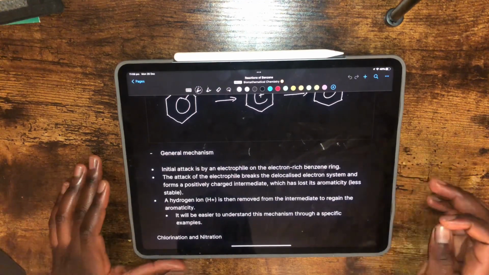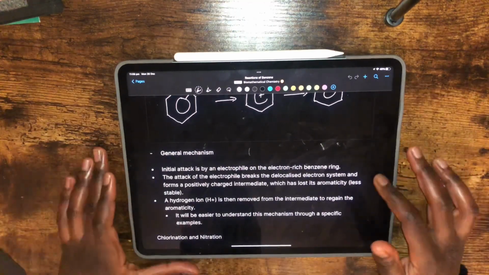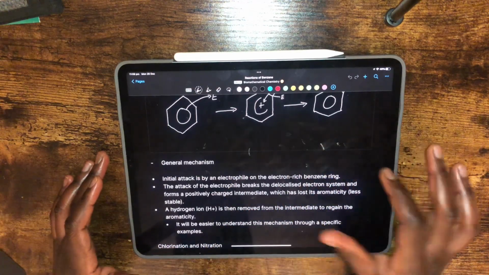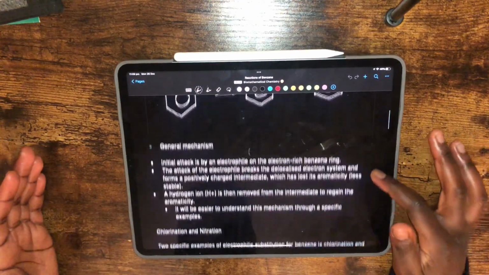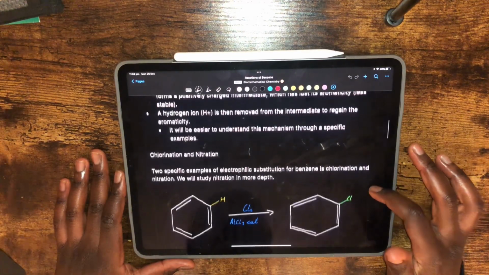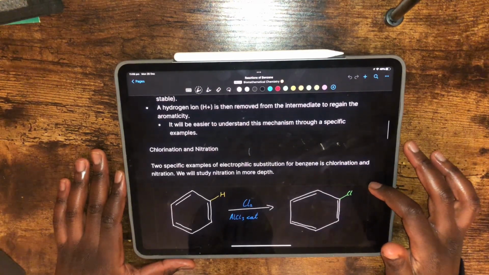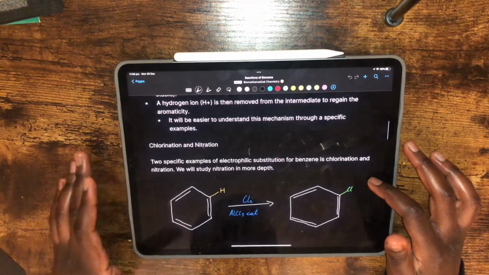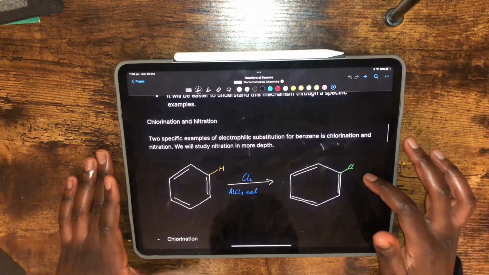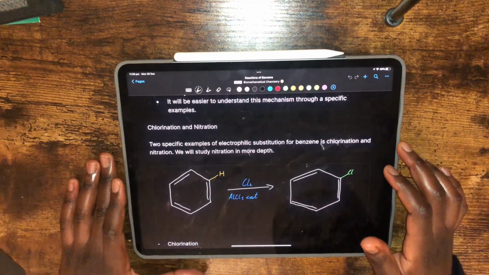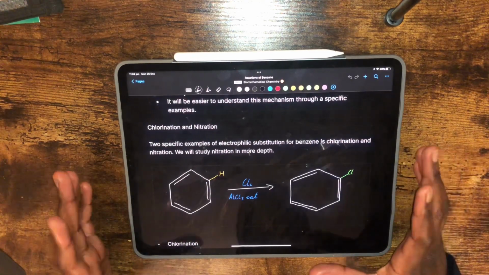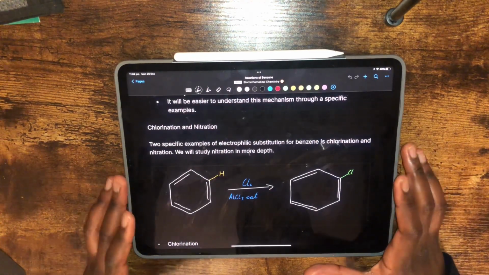It'll be easy to understand the mechanism as I've already kind of gone through that here. I've jumped ahead, but now you get the general mechanism. I went through that in the previous video. So I'm going to go through the first two. The first thing I'm going to go through here is chlorination and nitration. There are two specific examples of electrophilic substitution of benzene, chlorination and nitration, and we'll study nitration in more depth here.